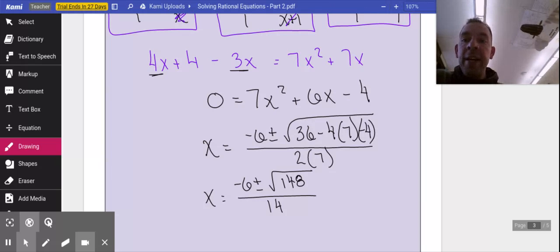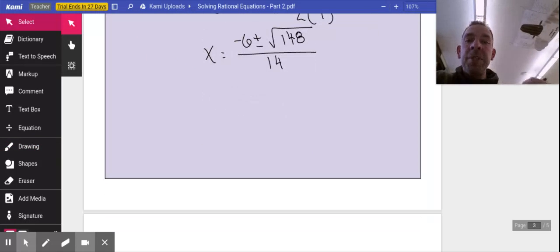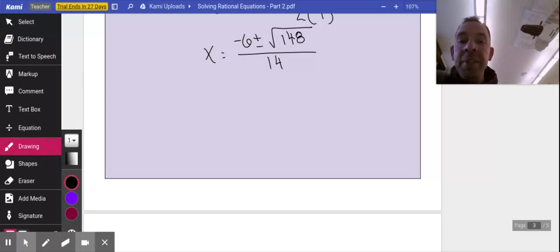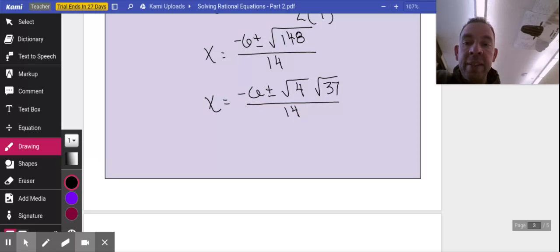And I just tried a bunch of random guesses on my calculator. It wasn't divisible by 16 or 64 or 36, but it was divisible by 4. So what I'm going to do is radical 4 times radical 37, which makes -6 plus or minus 2 radical 37 over 14.